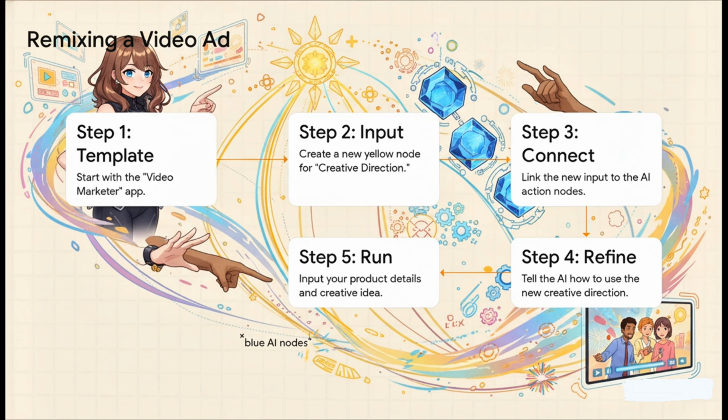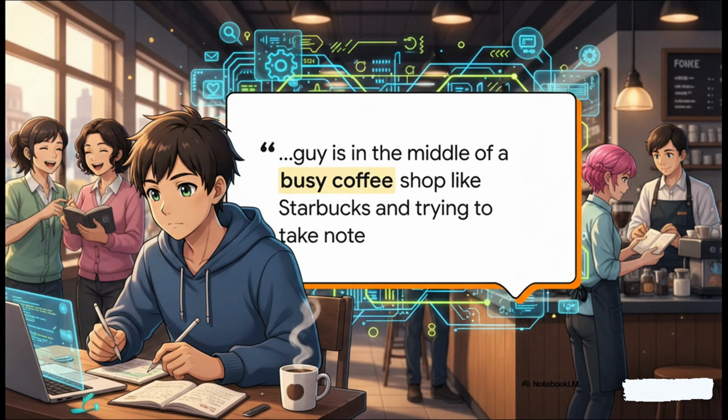All right, so let's try it out. We're going to grab the Video Marketer template. Now we're only going to make one little change. We're adding a new yellow input box, and we'll call it Creative Direction. Then we just draw a line to connect it to the blue AI nodes and tell them, hey, use this new idea when you make the ad. Super simple. And this right here is a perfect example of that vibe coding I was talking about. Our creative direction isn't some super detailed 10-page script. It's just an idea, a mood. A guy's in a busy coffee shop trying to take a note. That's it. That's the entire creative brief we're giving the AI.